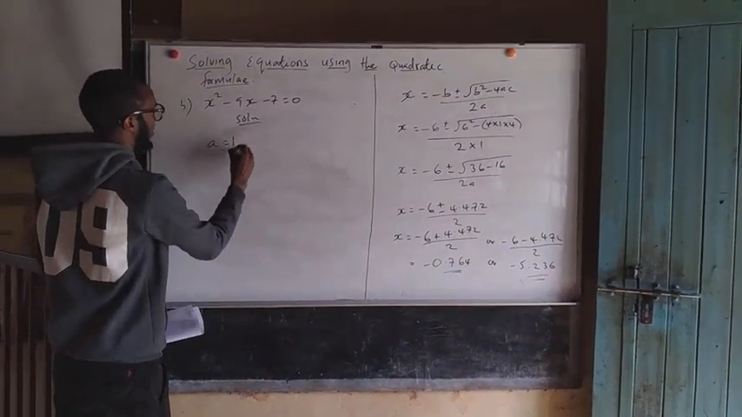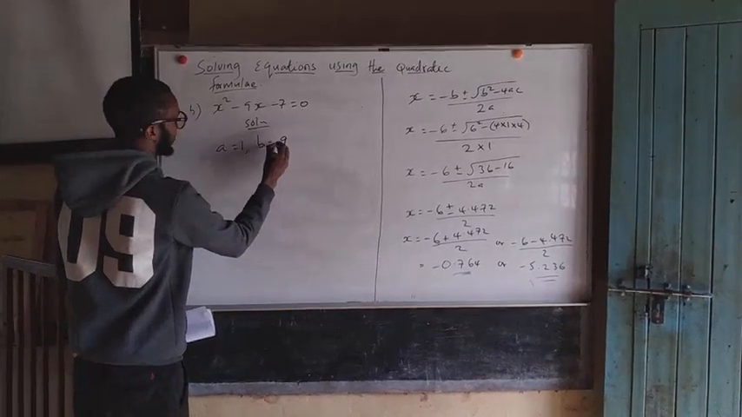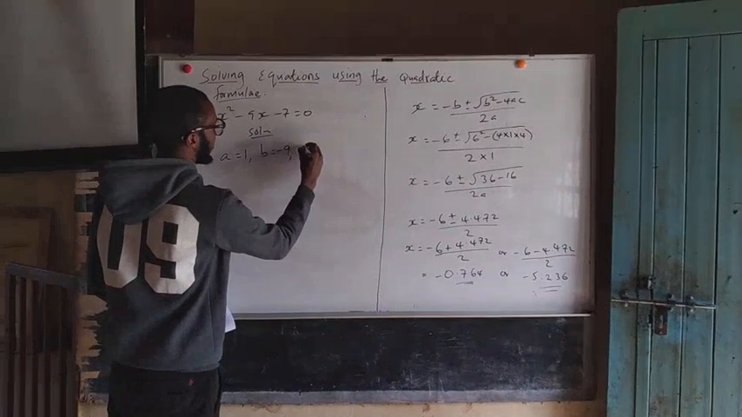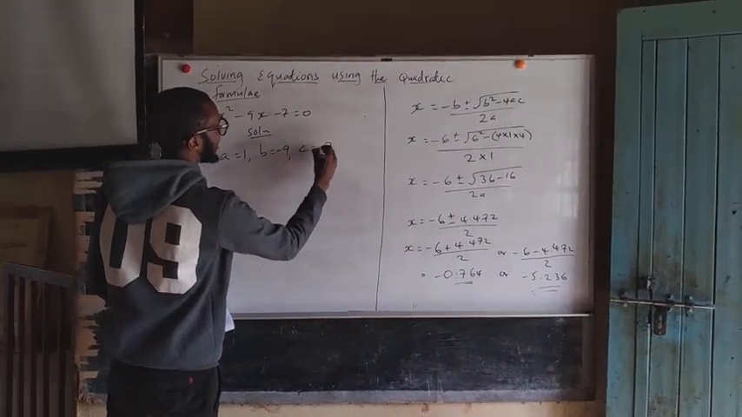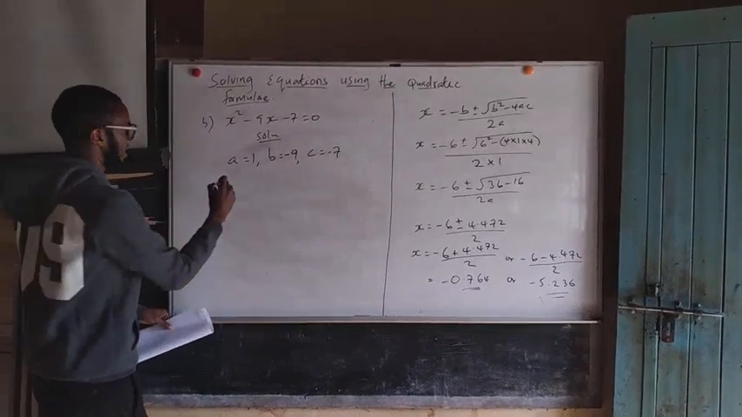So this is 1. The value of b will be, most of the students will say 9, but remember it is minus 9. We also take the sign. And then the value of c will be negative 7. We also take the sign there. And then from there, we just place them in the formula.